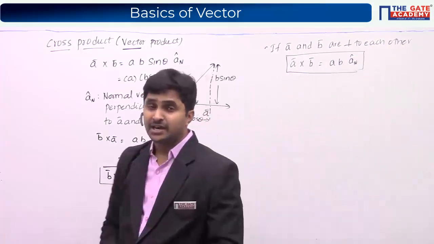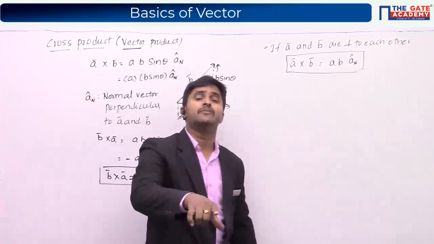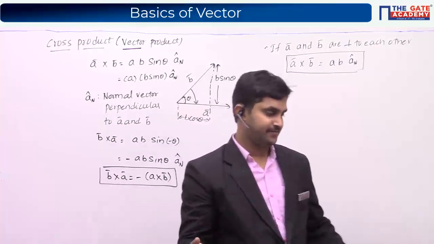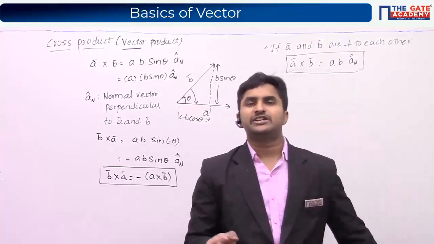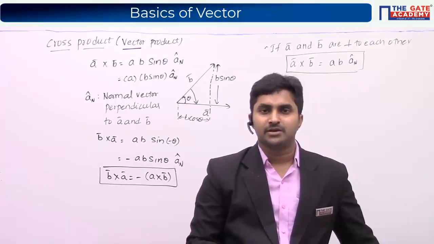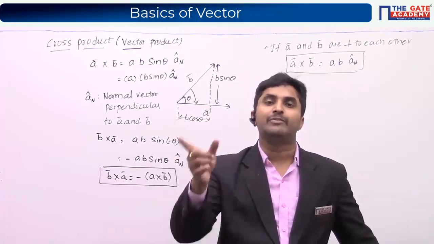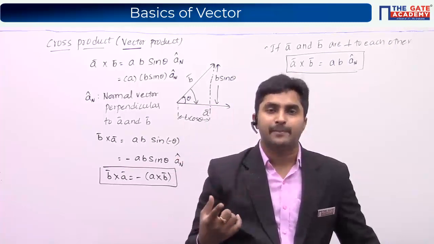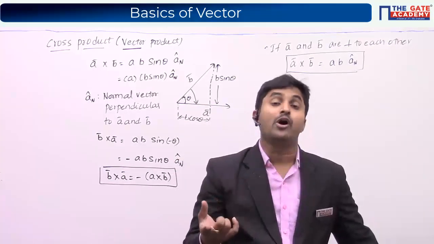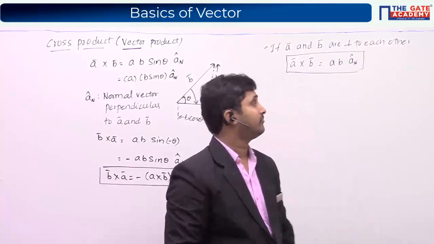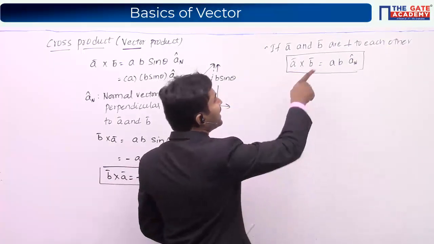So can I say the cross product will be maximum if they are perpendicular vectors? The magnitude of the cross product will be maximum when they are perpendicular vectors. And what is the magnitude of the result if they are parallel vectors?